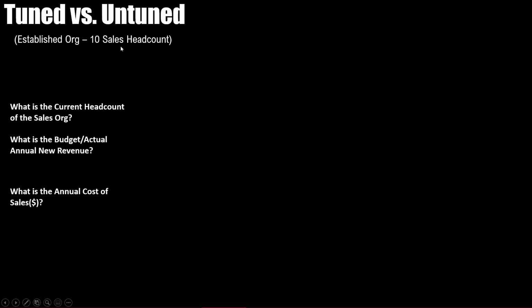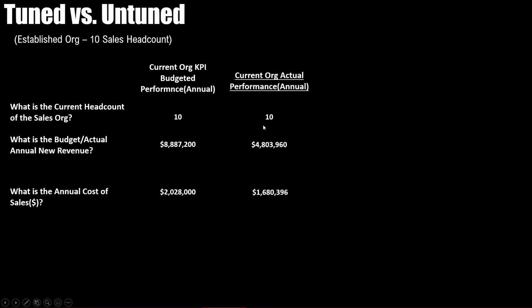They've got a headcount of 10, and what we're going to look at is what the size of the sales organization is, what the KPIs are, what the actual performance is, what the cost of sales is, and what happens in a tuned versus untuned environment. First, KPIs. 10 salespeople are projected or expected to achieve almost $8.9 million in sales with a $2 million cost. In fact, as is the case in most companies, KPIs aren't being achieved.